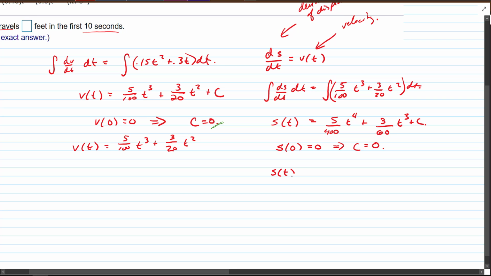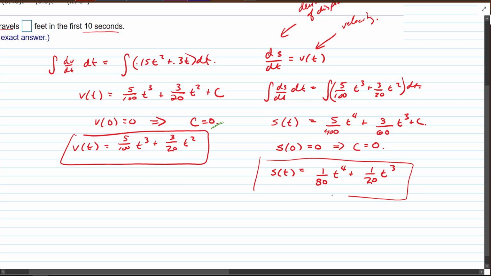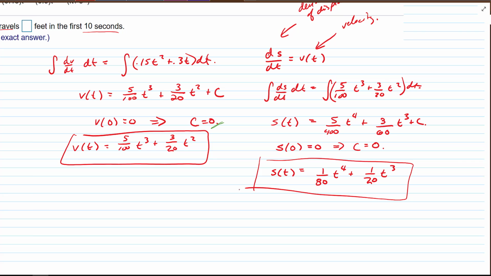Our position function is s of t equals, and let's do some reducing here. That reduces down to 1/80 t to the 4th. This reduces down to 1/20 t cubed, and then that understood constant's 0, and there's no need to write it. So here we've got our velocity function, and we've got our position function, which we obtained by solving these very straightforward differential equations. When I say straightforward, I just mean that there is no difference between the techniques we used in this class right now and what you would have used in an earlier calculus class.